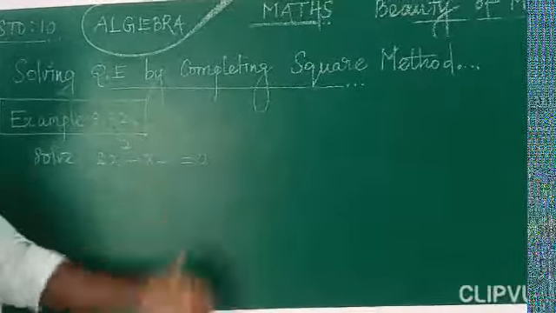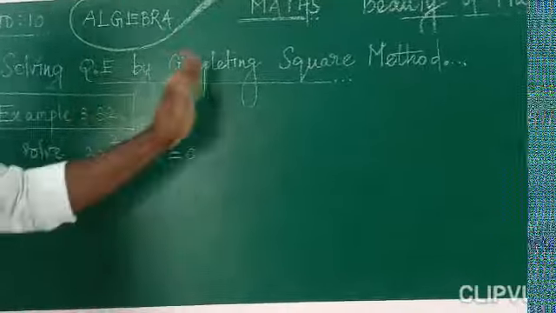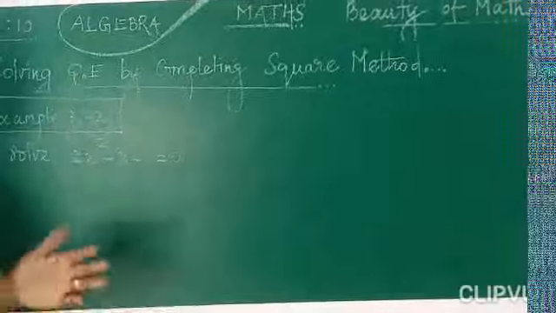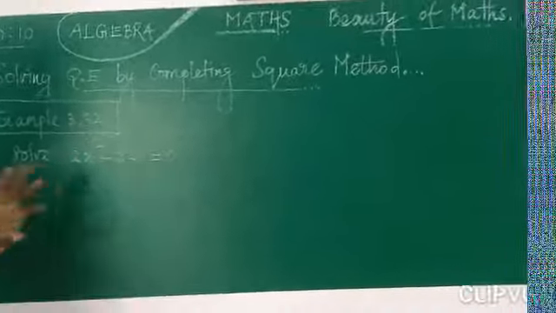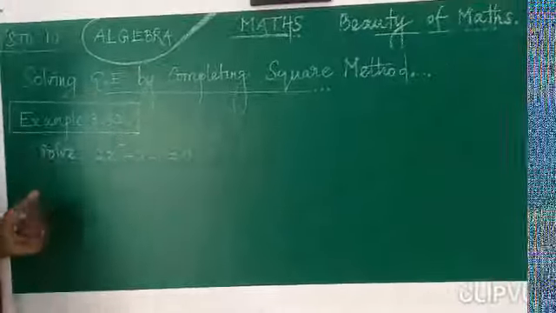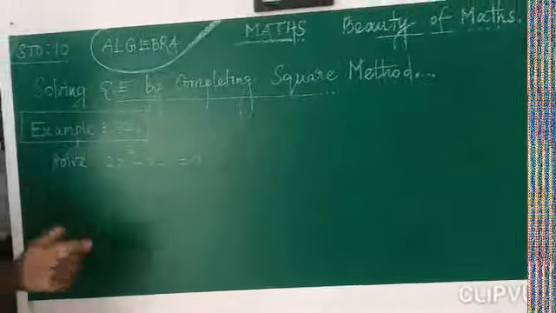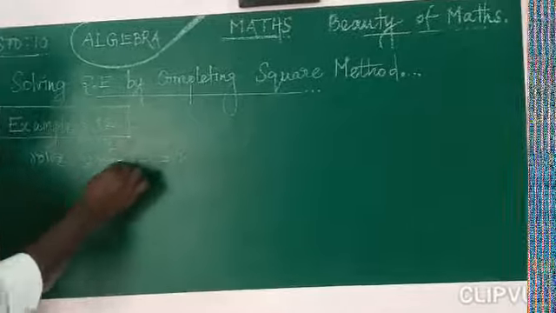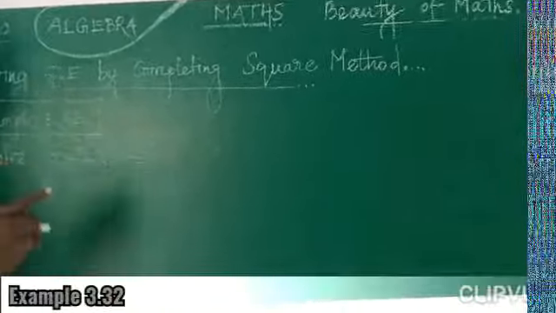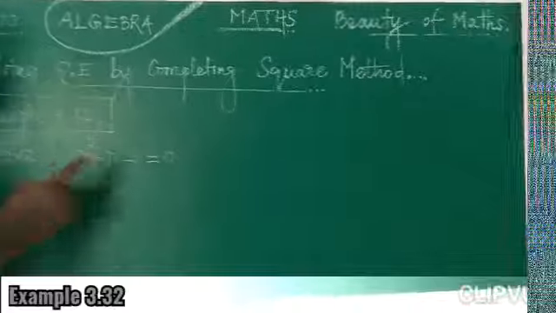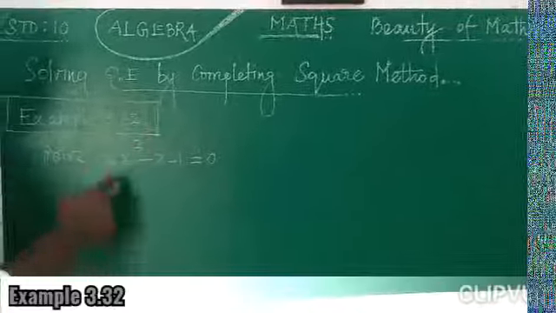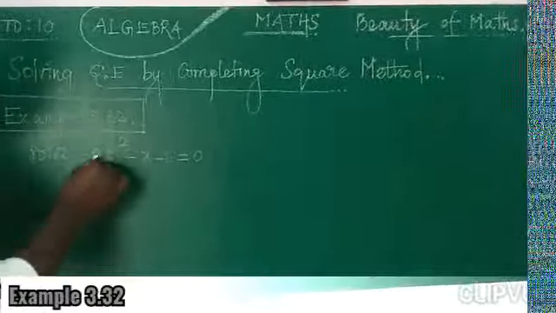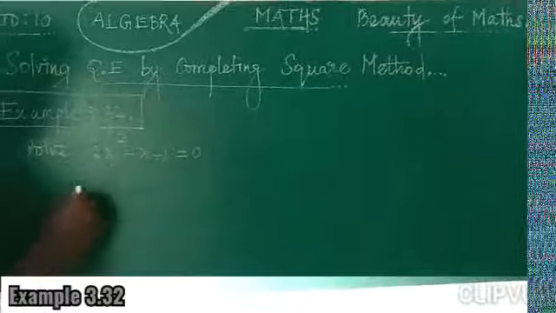Example number 3.32. Solve 2x square minus x minus 1 is equal to 0 by completing square method. You have solved two problems related to this concept. So you know very well about this method. So let's solve one more problem. So first one, 2x square minus x minus 1 equal to 0. I told you, if the leading coefficient is not 1, we want to multiply it by the constant term. Okay, actually here what we are going to do is divide by the leading coefficient.